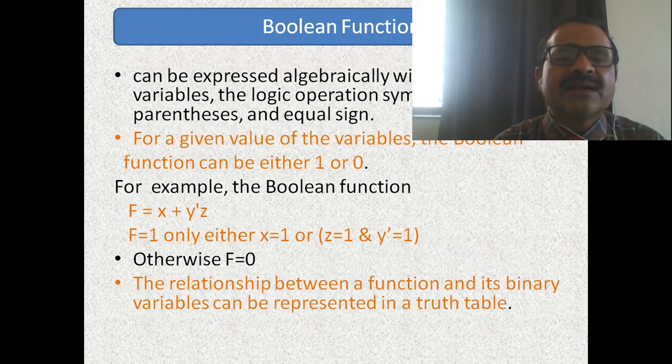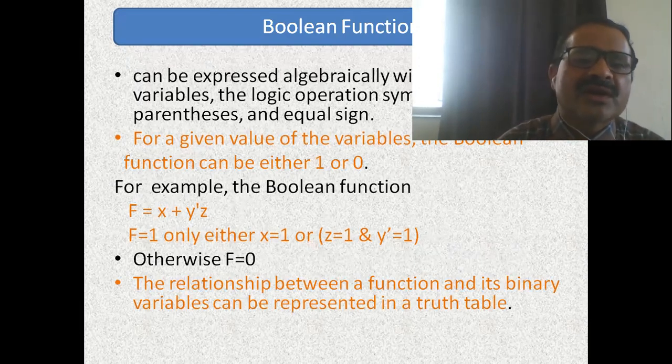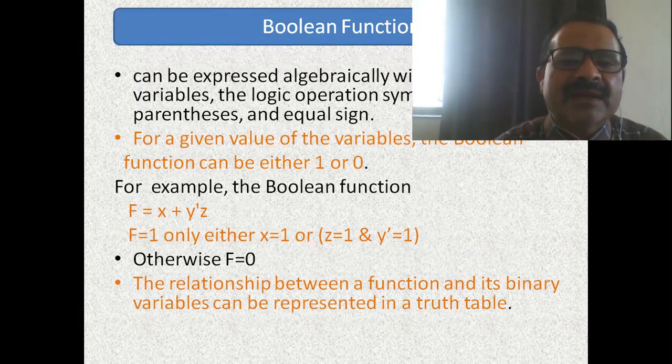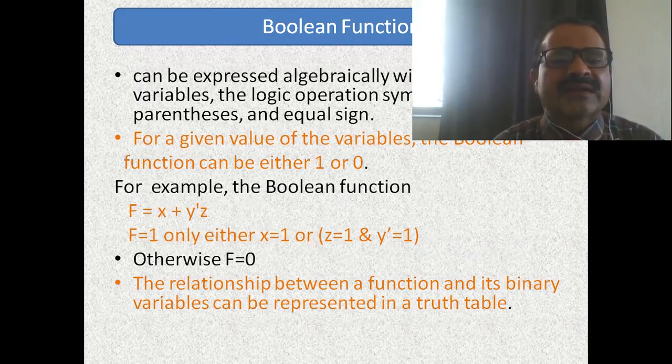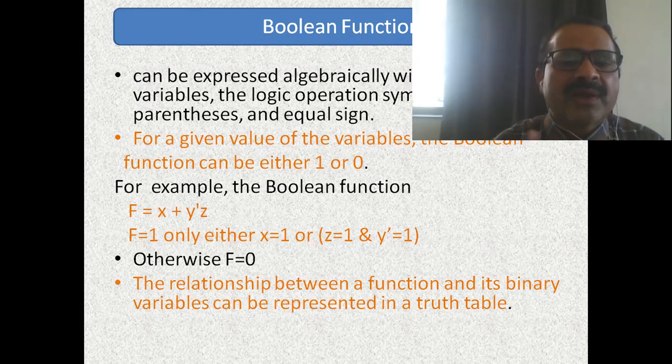Now let us see the new terminology that is called Boolean function. What do you mean by Boolean function? Basically, a Boolean function can be expressed algebraically with binary variables, then the logic operations, certain symbols, parentheses, and equal sign, as I just stated. Now, for a given value of the variables, the Boolean function will have either one value or zero value. Means other than 1 or 0, there won't be any value for any given Boolean function.